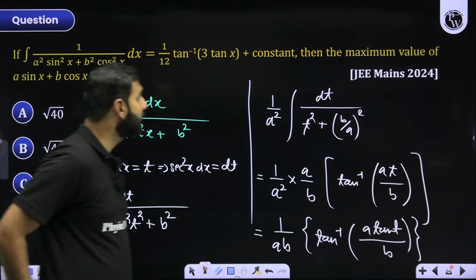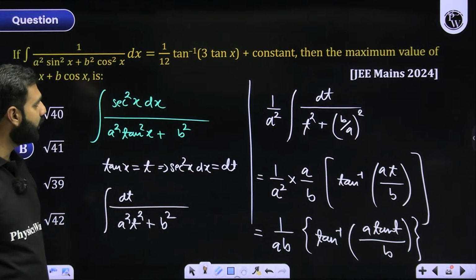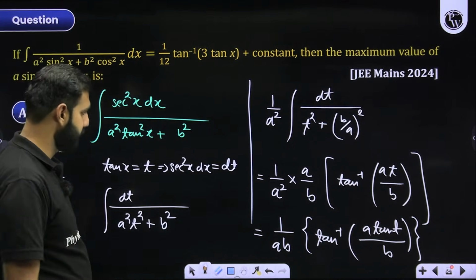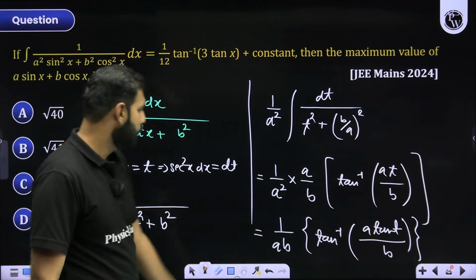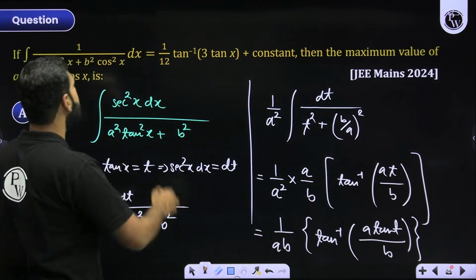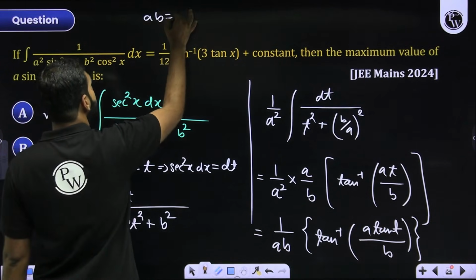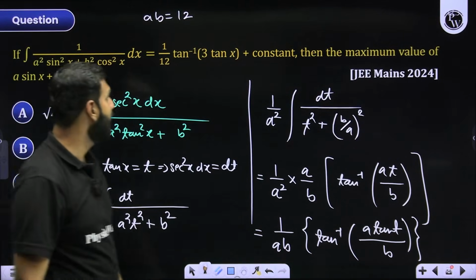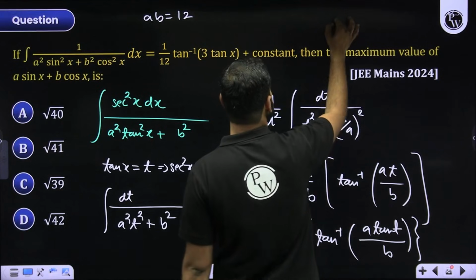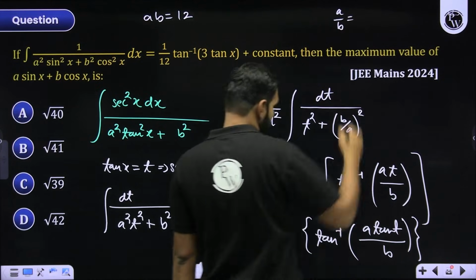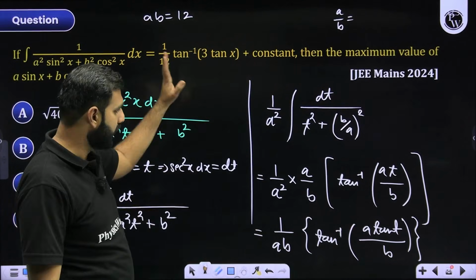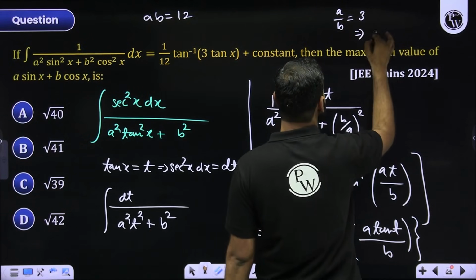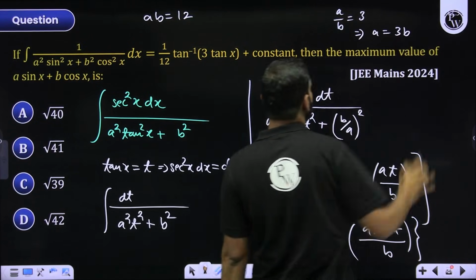Now, if I start comparing things, I think I have the values now. If I compare it here, what do I get? We are getting ab as 12, because 1 upon 12 means 1 upon ab, so ab is basically 12. And we are getting a upon b as 3. I hope there is no confusion on that. So from here, I'll say that a is basically 3b. Do you all agree with this?